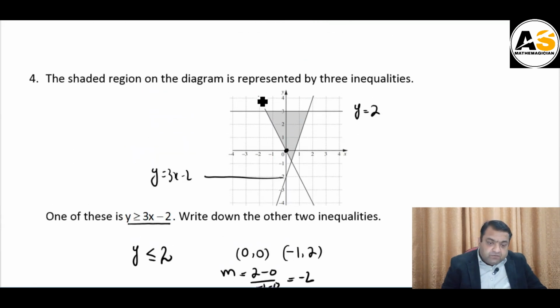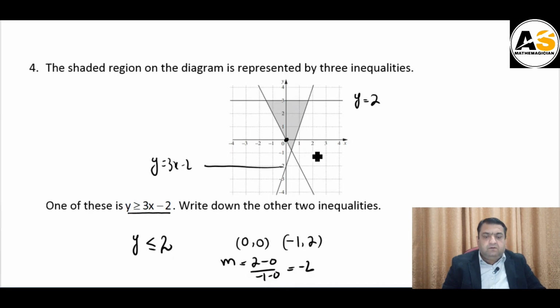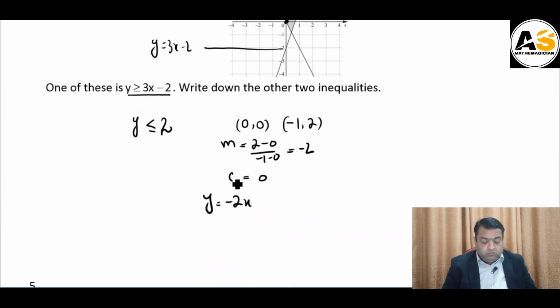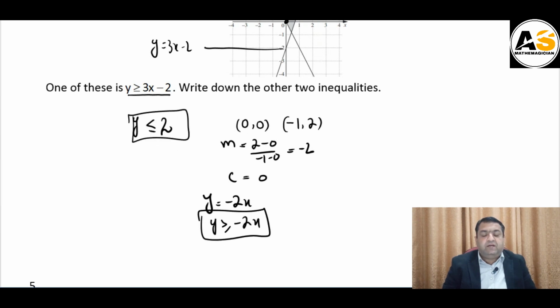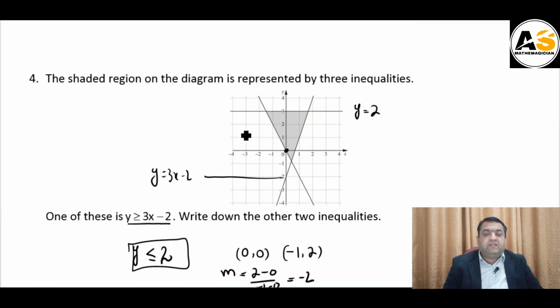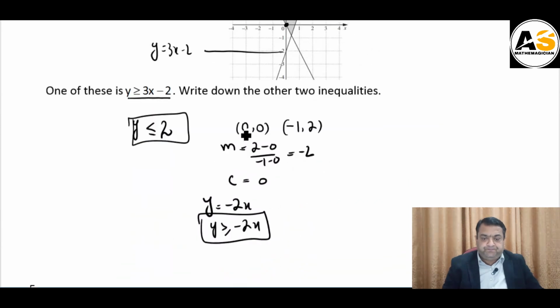Look at this graph. This is the line y = -2x, and above this line, y is greater than -2x. So y is greater than or equal to -2x is the third inequality. We were asked to write down the other two inequalities, so these are the other two inequalities. This was our question number 4.